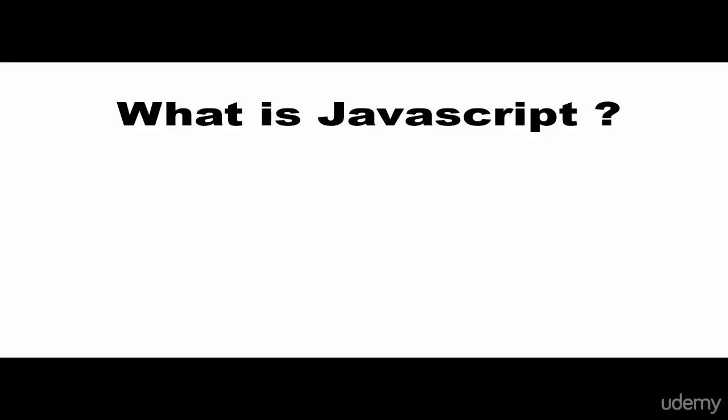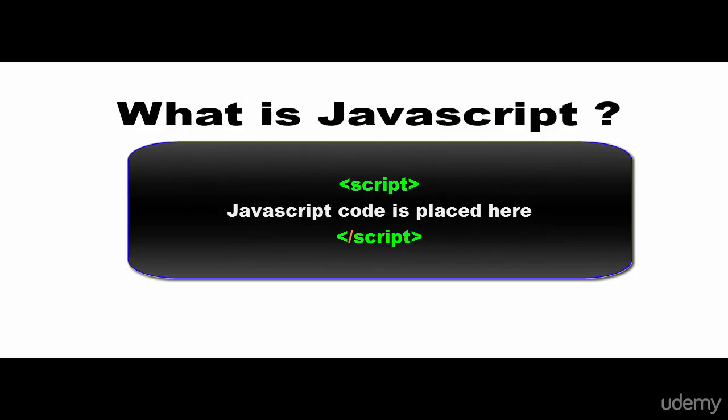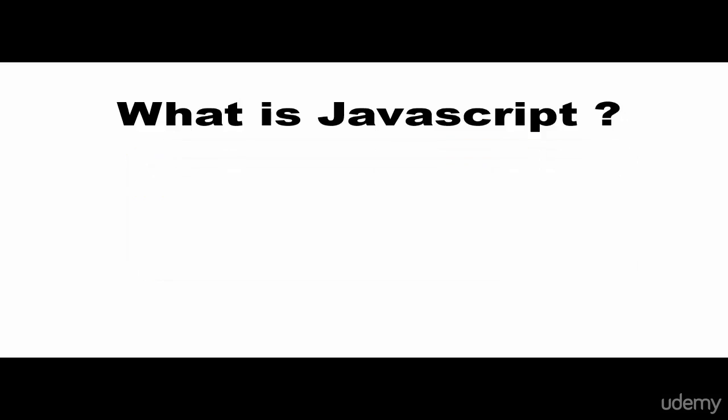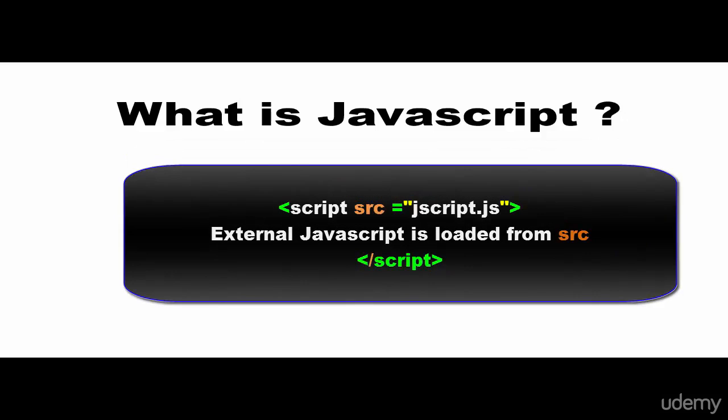JavaScript code is placed between anchor tags known as script. So the actual code is enclosed within the script tag. You can have an internal JavaScript, which is the JavaScript embedded with the HTML and CSS, or you can have an external JavaScript file and then reference it the way you would reference a normal image on a web page.